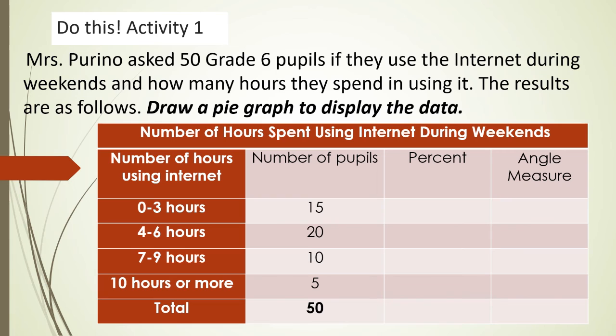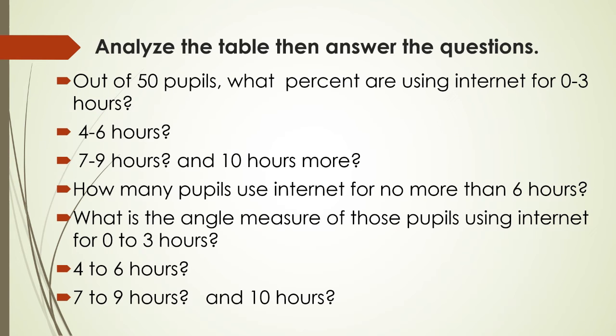For 0 to 3 hours, we have 15 pupils. So 15 pupils using internet for 0 to 3 hours during weekends. Then 4 to 6 hours, 20, then 10, then 5, then total of 50. So, analyze the table, then answer the following questions. You can go back to the table to answer the following questions.